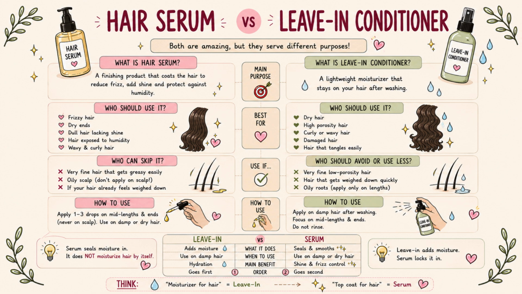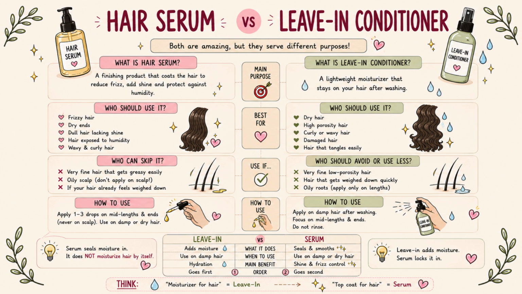It hydrates, adds moisture, detangles, and can be used on wet hair. It's great for dry ends, frizz control, or extra moisture before styling. Hair serum is usually oil or silicone-based. It seals and adds shine. It smooths the hair shaft, reduces frizz, and gives that polished look. You use a small amount on dry or damp hair. The key difference in one line: leave-in hydrates, serum seals and shines.